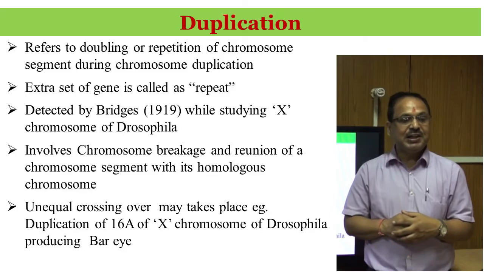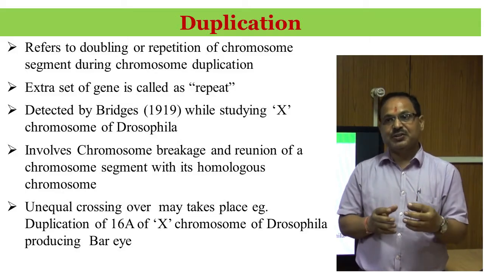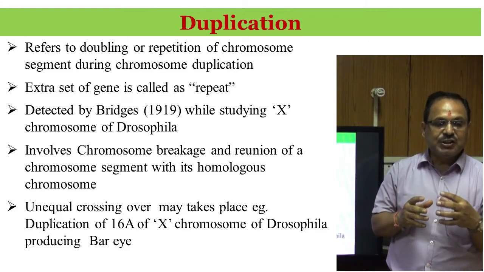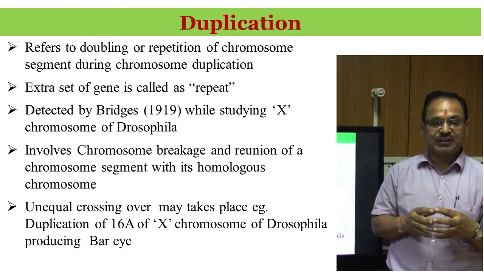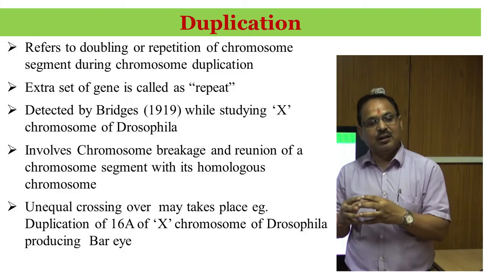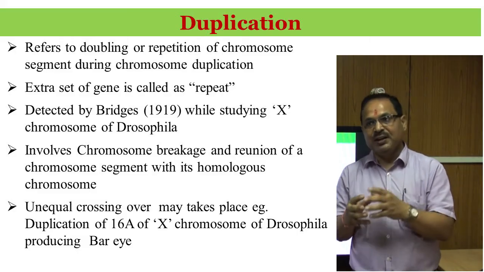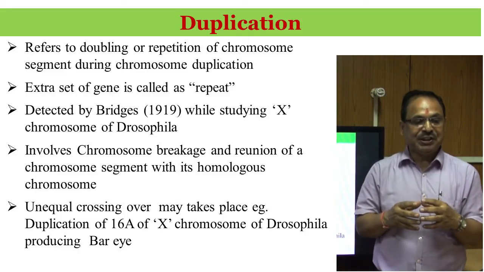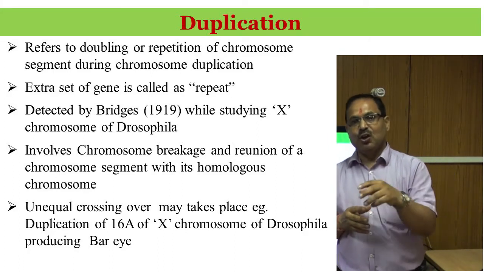Next one is duplications. As it is literally understood, duplication means addition. It means the doubling, the repetition of the chromosome segment. In this phenomenon, there is duplication or doubling of the chromosome segment. So the extra part which is doubled or added to the normal one is called the repeat. Repeat means the same segment is repeated on the normal chromosome.